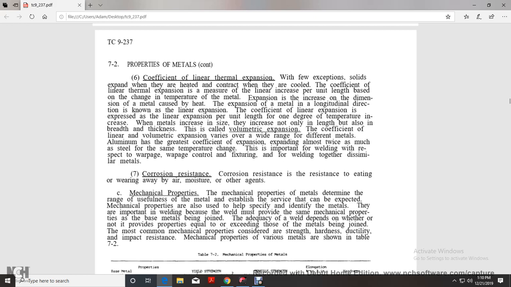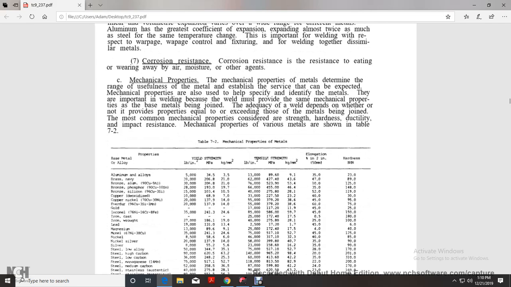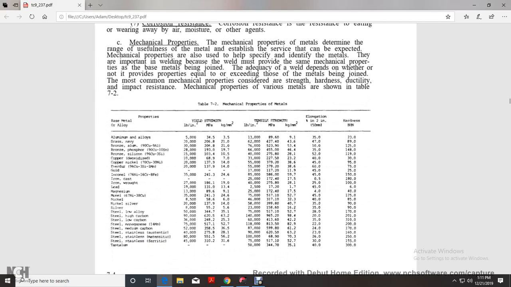The most common mechanical properties considered are strength, hardness, ductility, and impact resistance. Mechanical properties of various metals are shown in Table 7.2. Table 7.2 shows mechanical properties of the base metal or alloy: yield strength in pounds, pascals, or kilograms per square meter, and tensile strength, elongation, and hardness.